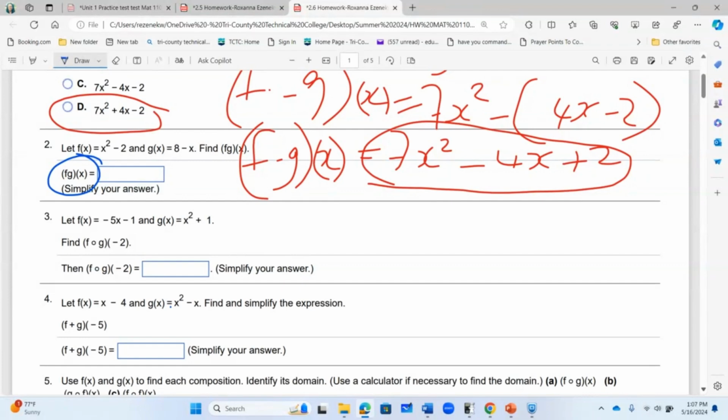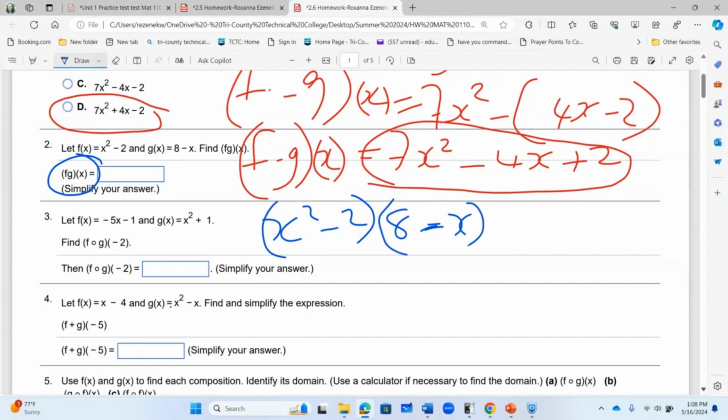Remember, f minus and f plus are not the same. So this is multiplication, f times g of x. That's what this one is saying. So I'll bring down my f of x, that is x squared minus 2. And I'll bring down my g of x. It is 8 minus x, sorry, 8 minus x, in parentheses.